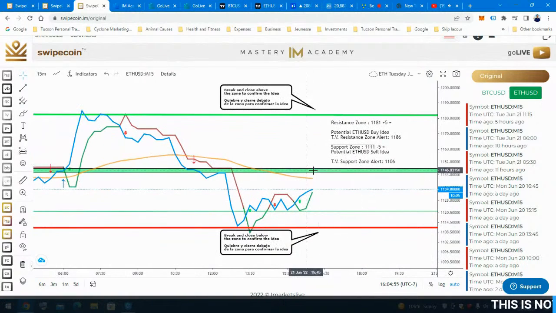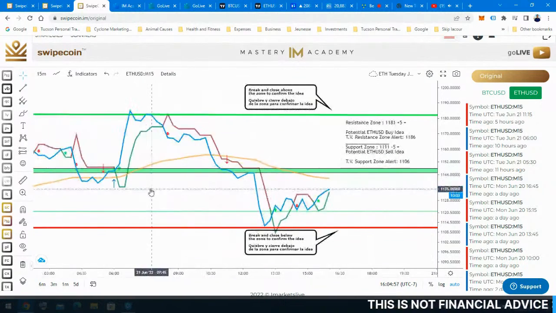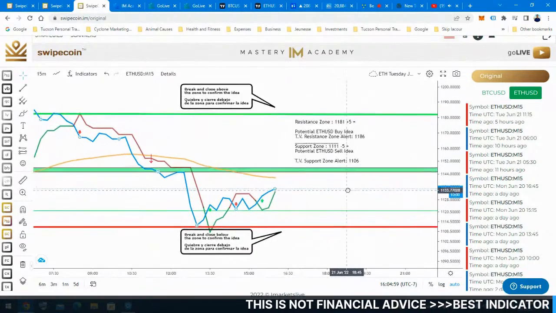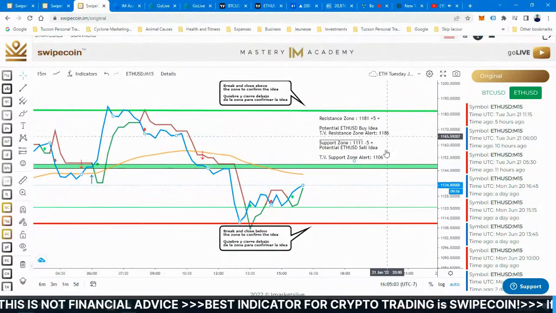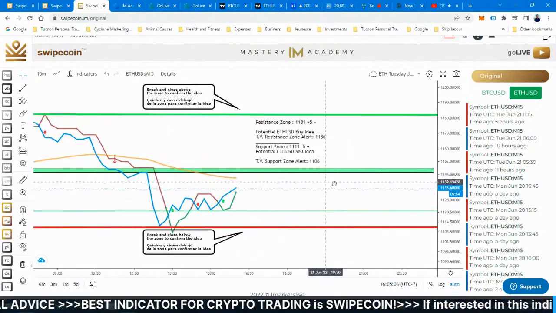My interest, just a heads up, is because the system called for this green line to be a break and close below idea. I'm interested to see if this support holds or if it's going to break back up. That's personally just what I'm looking at right now.